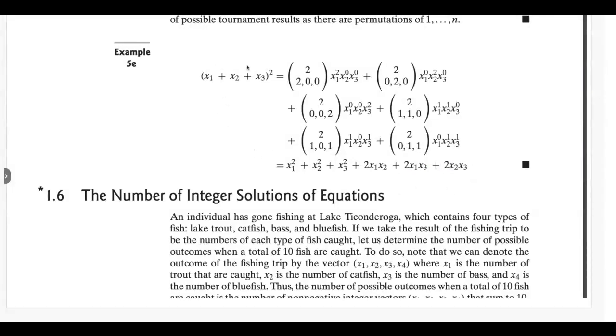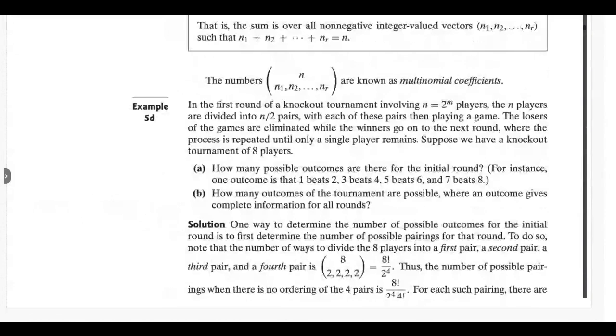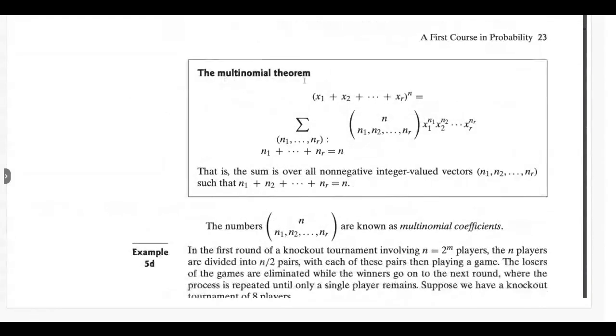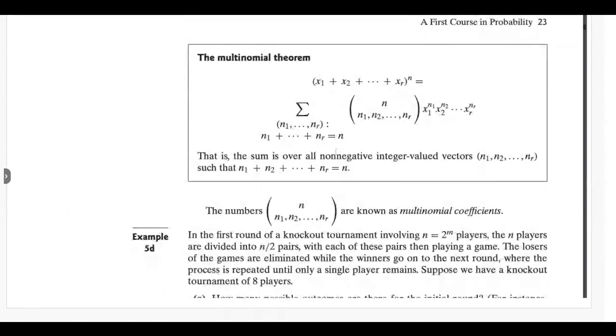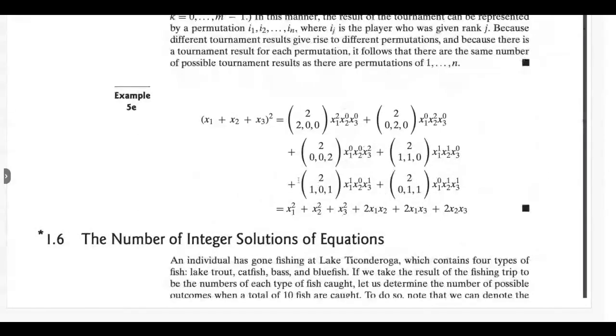So this is just calculation. All right, just use this notation, this theorem. This is called the multinomial theorem. We learned the binomial theorem. So this is for more than two terms, the multinomial theorem. So this is an example of the multinomial theorem. And we will see how we use this. Okay, how do we use this multinomial theorem?